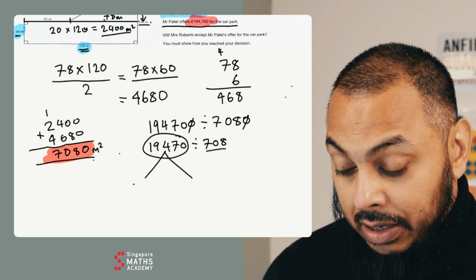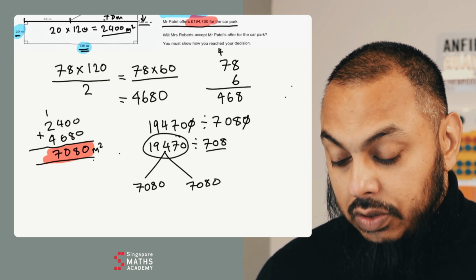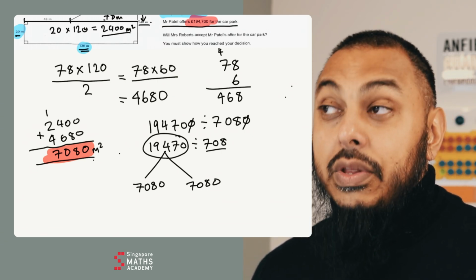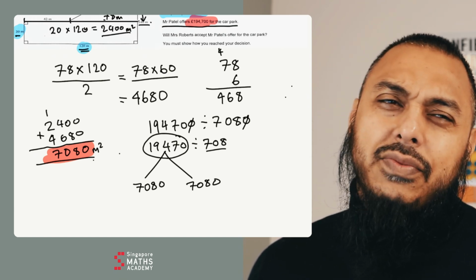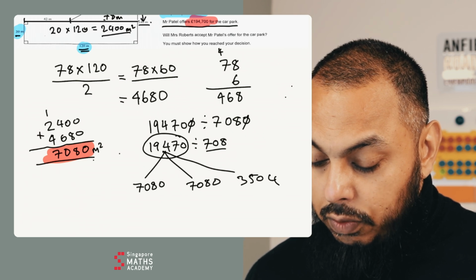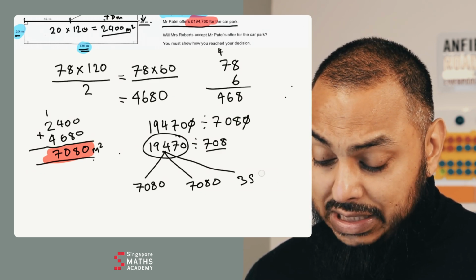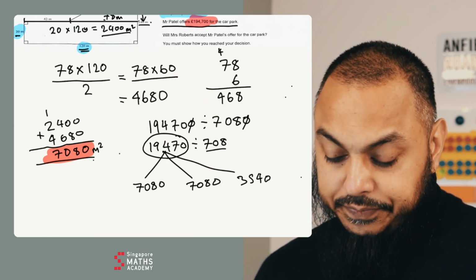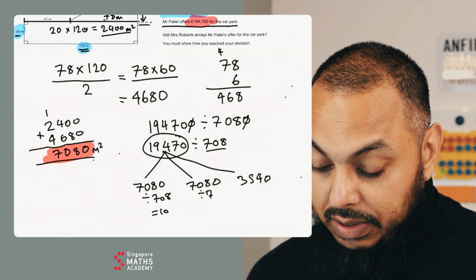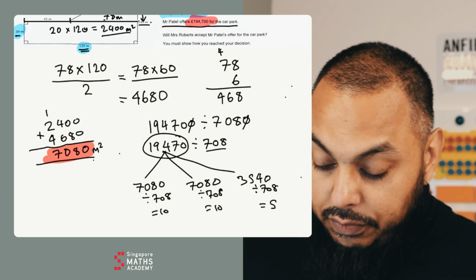So I know 708 times 10 is 7,080. And so I know I can split into 2 lots of 7,080s. Right, so 14,160 altogether, and I know half of 7,080 is going to be 3,540. Sorry, I said that wrong, 3,540 is what I meant to say. So I know 7,080 divided by 708 equals 10. This also divided by 708 equals 10. This divided by 708 equals 5. So I've got 25 so far.